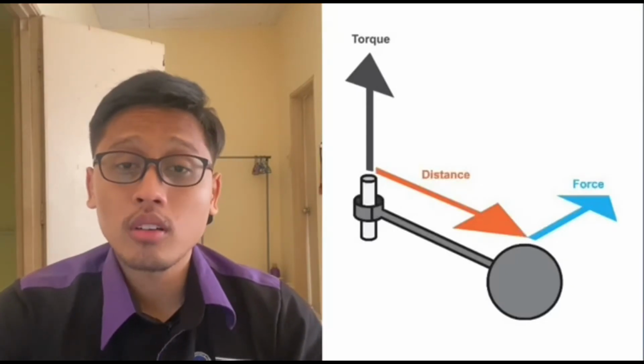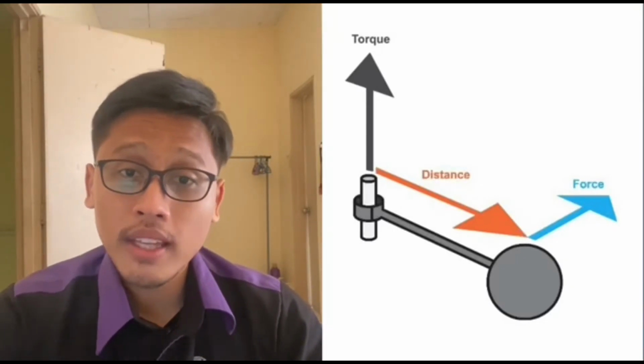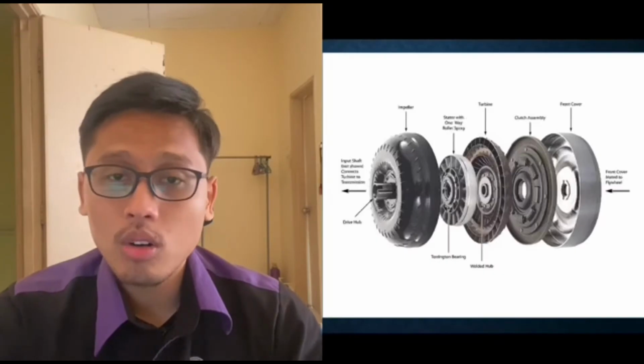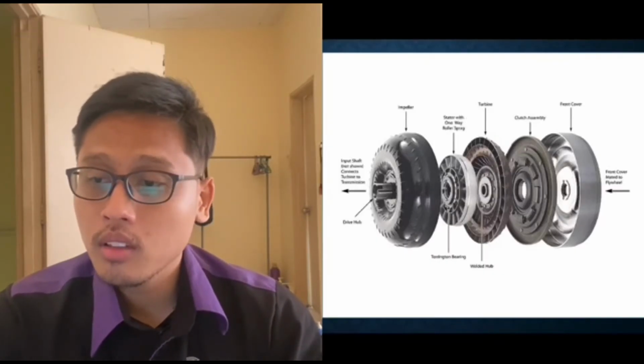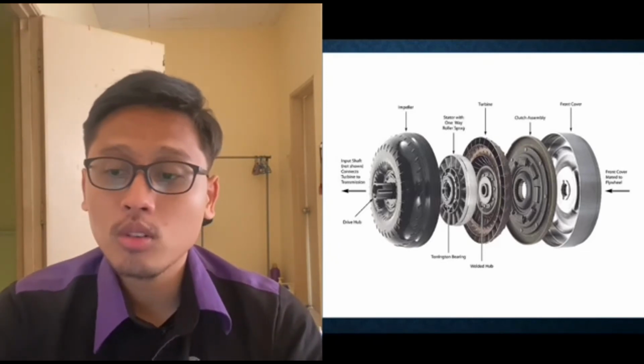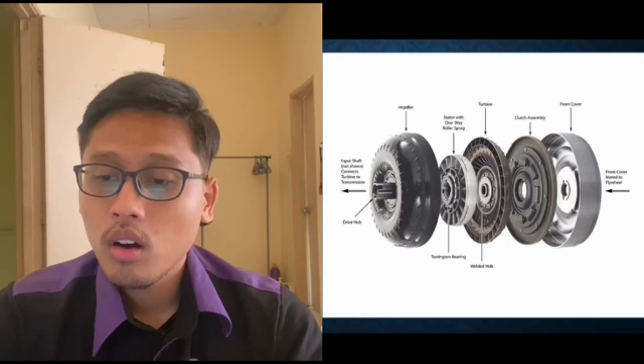Okay, this is an example of how torque works. As we can see, there is torque, distance and force, and how torque rotates. The second picture is a torque converter, an example of how a torque converter is disassembled, and we can see the impeller, turbine and stator. Okay, so we go to horsepower.